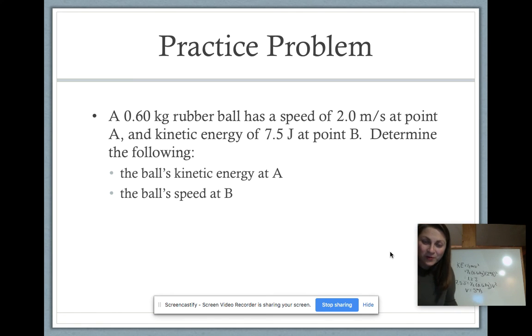So I hope you have a good idea about how we calculate kinetic energy, what terms we use in calculating kinetic energy. You'll have some practice with practice 5A, as well as some Khan Academy to practice these skills a little bit more. And then tomorrow we'll talk about another form of energy, potential energy.